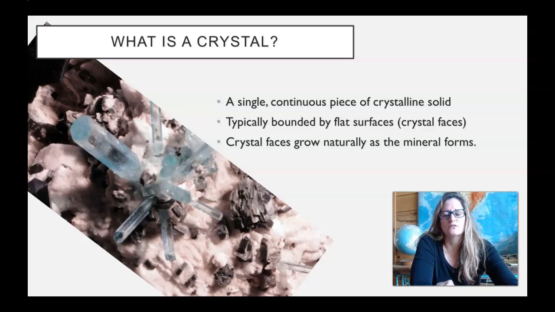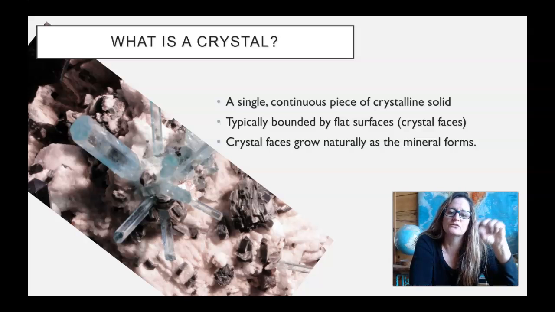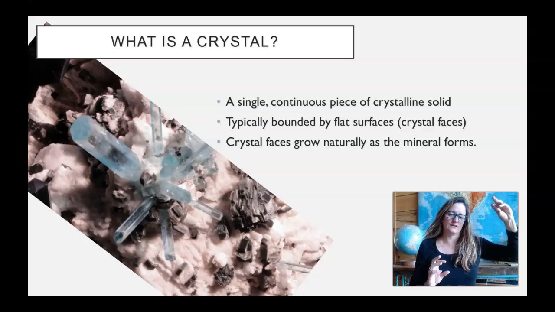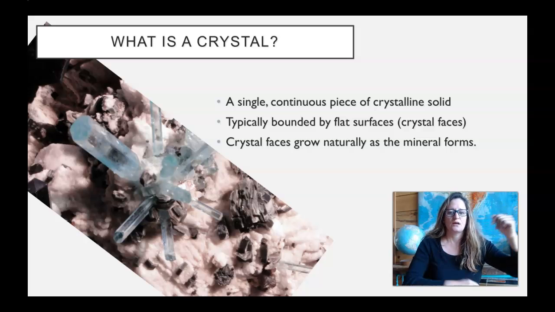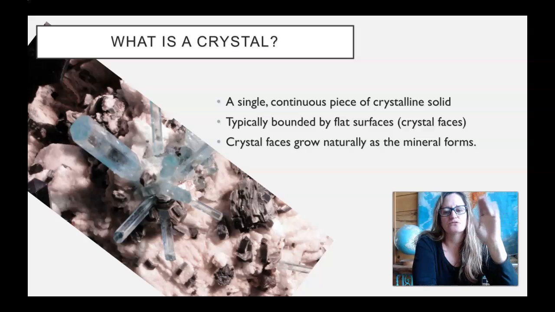All right, so what is a crystal? A crystal is a single continuous piece of crystalline solid. So look at the images here. That blue crystal has the same atomic array throughout the whole length of it. It's not going to change. If it changes, it becomes a different mineral. The boundaries of a crystal are going to be flat surfaces. We call these crystal faces.